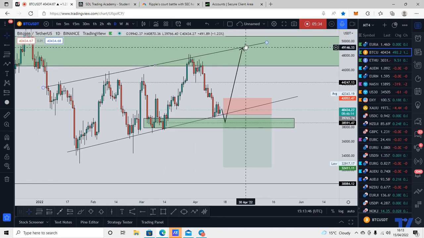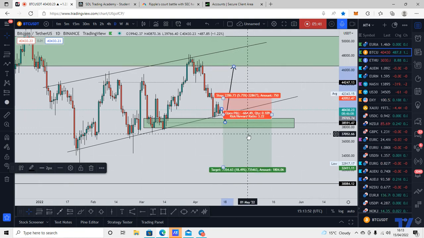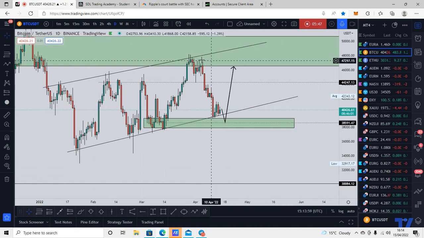Now, this correction, I don't know, we obviously don't know where it's going to get rejected, but I do expect it to get rejected. So this is my perspective. I'm going to show you now on lower time frames how we're going to be looking at capitalizing on it. And then obviously if everything plays out, we will definitely be looking for shorts at this area.